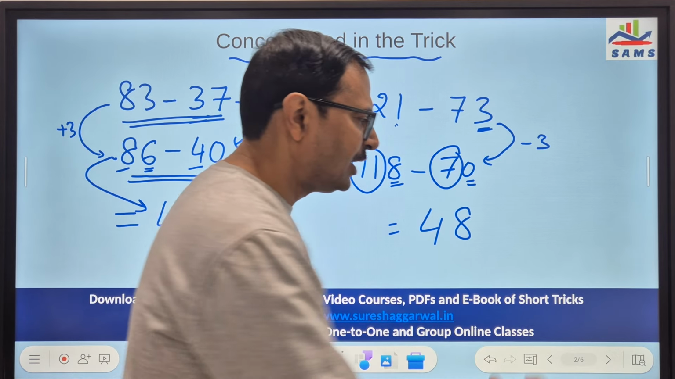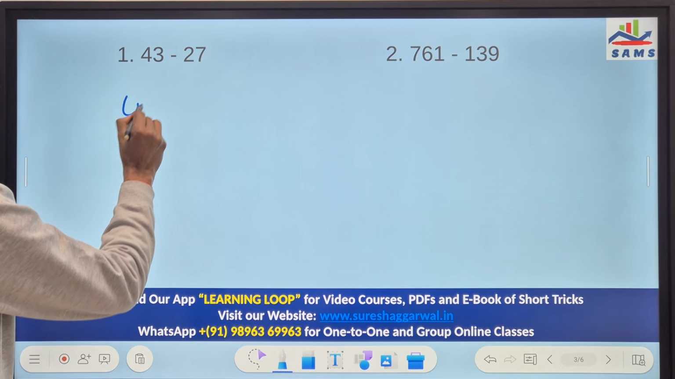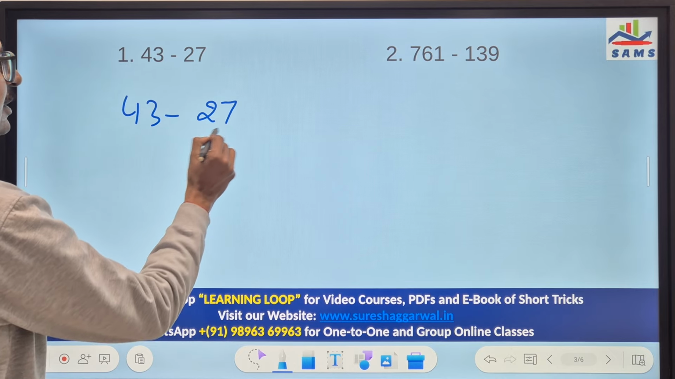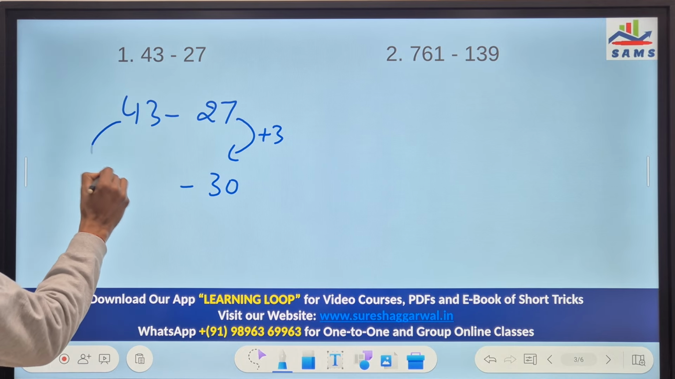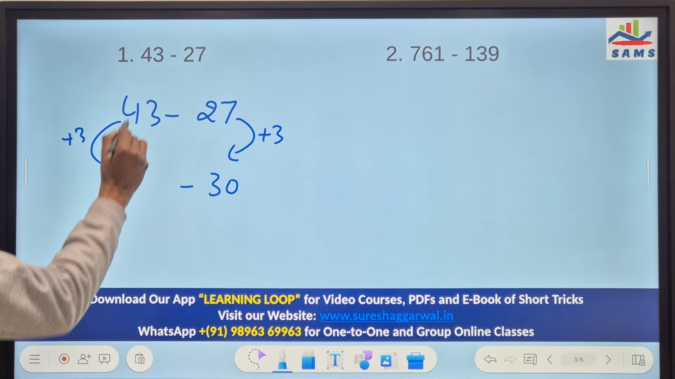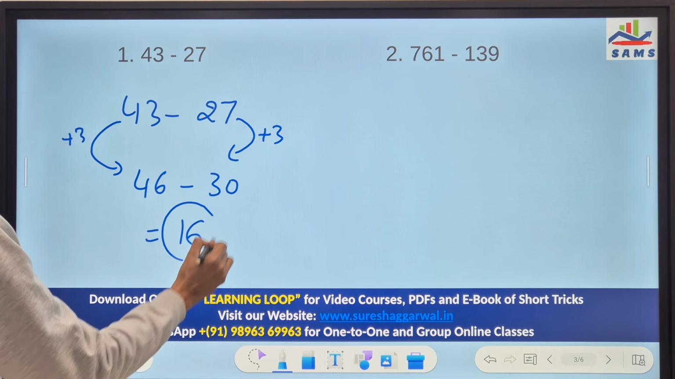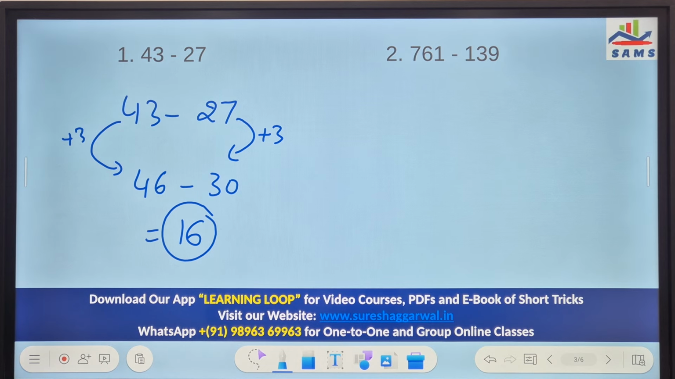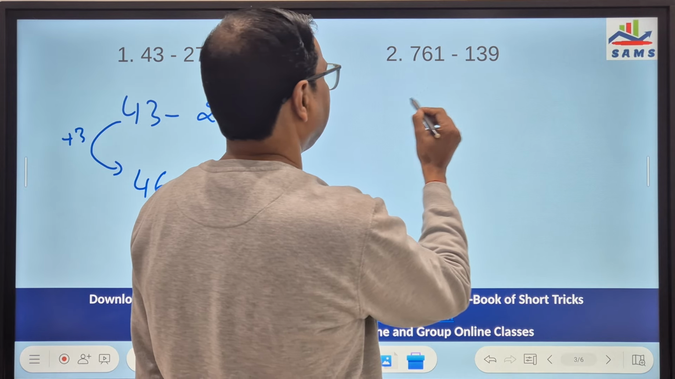Let's practice this. You will understand it in a better manner. So 43 minus 27. If I add 3 to this, it will become 30, and I have to add 3 to this also, so this becomes 46, and 46 minus 30 is 16, which is our answer for the subtraction problem. Likewise, 761 minus 139.